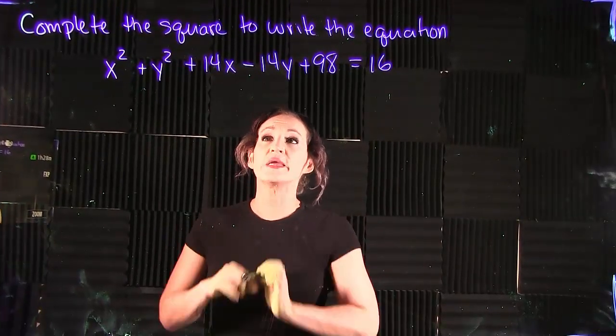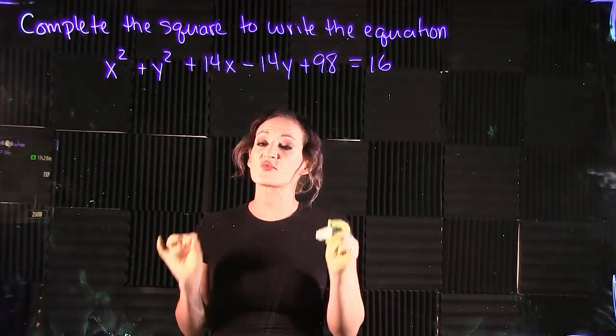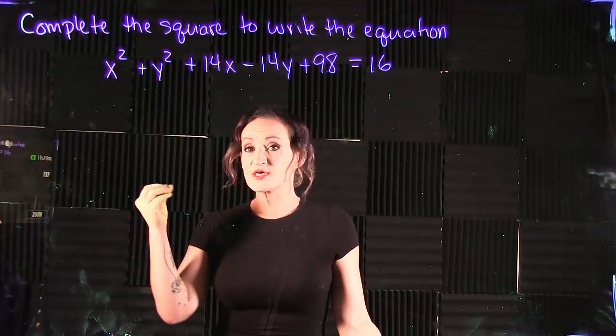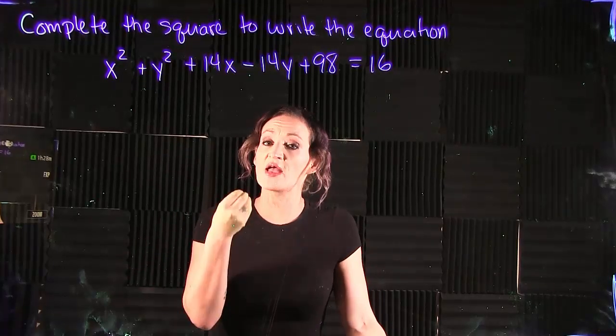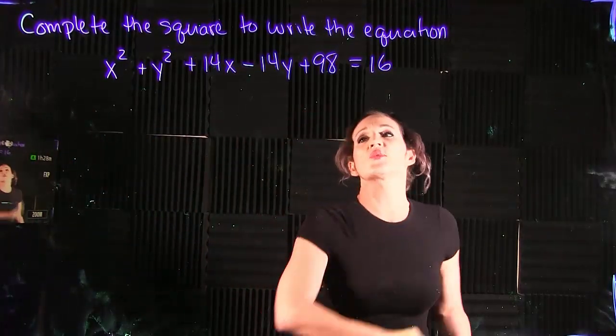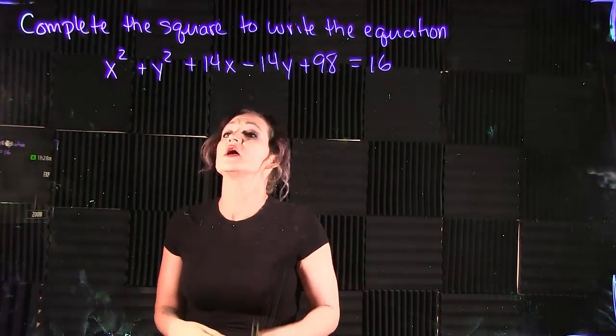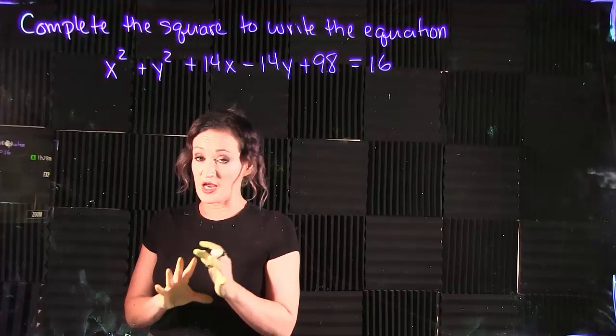In this example, we are going to complete the square to write the equation of the circle in standard form. It then does want us to state the center and the radius. So we're given the following equation here. The first thing that we need to focus on is taking this equation, completing the square in order to put it in its proper form.